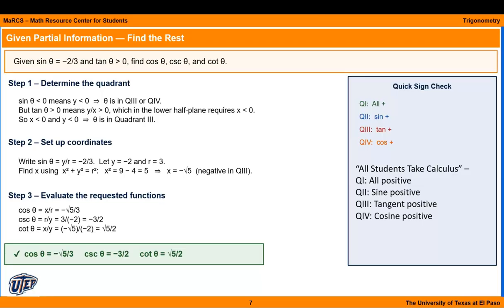Now we assign values. y is equal to -2, and r is equal to 3. We then use the Pythagorean relationship: x squared is equal to r squared minus y squared, which is equal to 9 minus 4, which is equal to 5. So x is equal to negative square root of 5. Now we compute. Cosine theta is negative square root of 5 over 3. Cosecant theta is -3 over 2. And cotangent theta is equal to square root of 5 over 2.